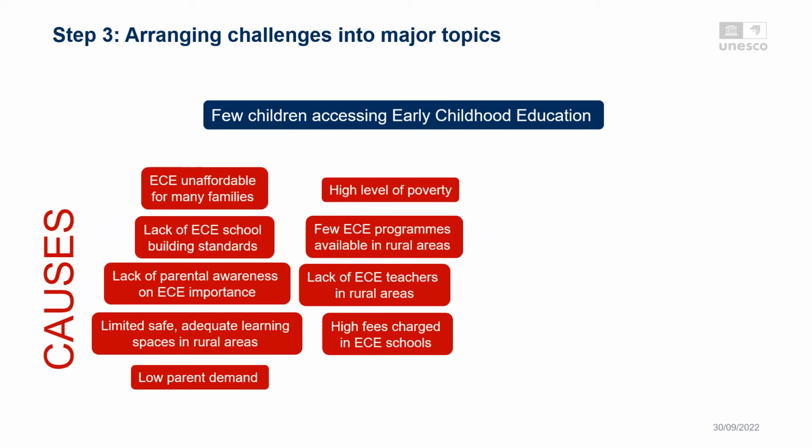After writing our complete list of the causes of our focal problem, the next step will be to arrange them into a hierarchical cause and effect relationship. In other words, what causes what? To do so, it can help to first think about which challenges are most directly linked and grouping those challenges together by major topics.